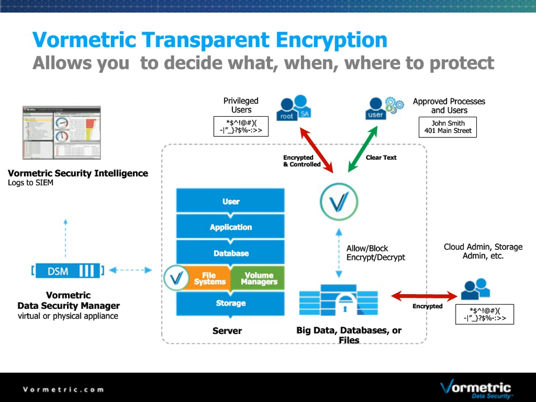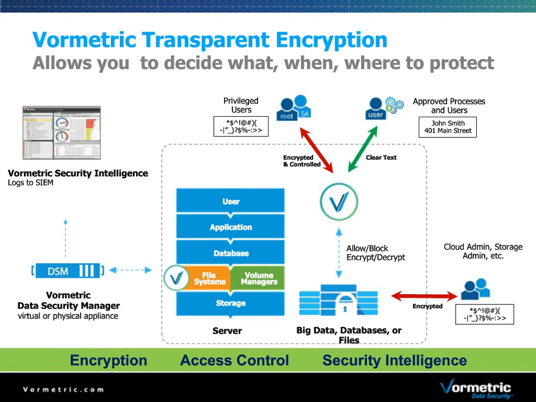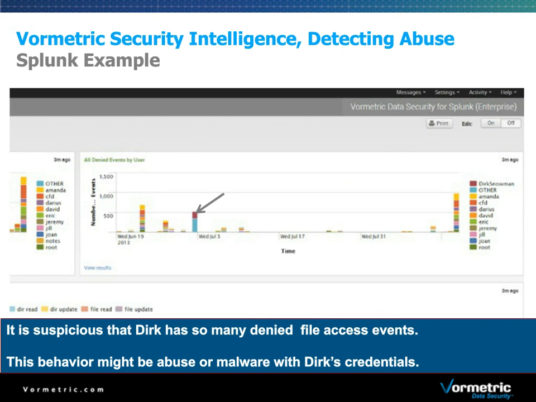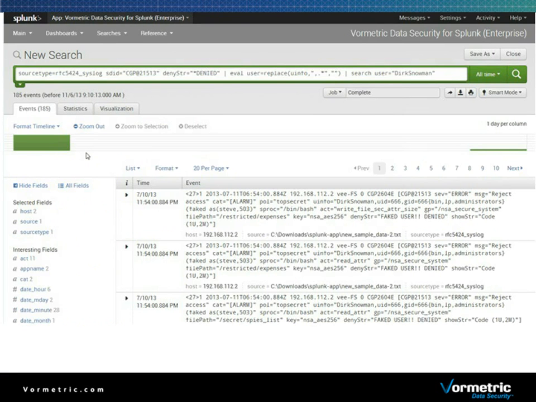So I want to show you a quick example of how the encryption, access control, and security intelligence all works together. What we're looking at here is a picture of our Splunk dashboard. So you would go to Splunk Base, if you're a Splunk customer, download the Volumetric app for free, and instantly you could start analyzing the Volumetric data security logs. What we're looking at here is all denied events by a user. So if we see an event that seems suspicious, we simply click on that part of this chart. And then what we'll see is the actual logs that generated those set of events.